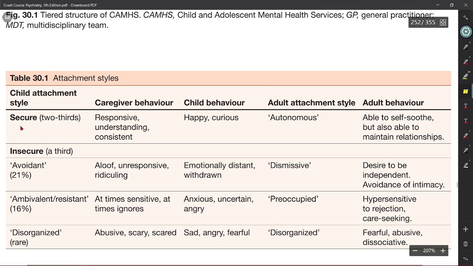In secure attachment, which represents two-thirds of children, the caregiver behavior would be responsive, understanding, and consistent, while the child behavior would be happiness and curiosity. Adult attachment style would be autonomous. Adult behavior would be able to self-soothe, but also able to maintain relationships.